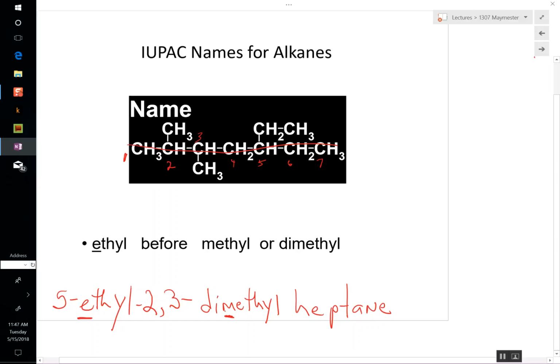Dimethyl does not go before ethyl, even though D goes before E in the alphabet. That di is a prefix. It could be a prefix for anything. Ethyls, methyls, isopropyls. It could be a prefix for anything. So that prefix isn't going to get it ahead in the line for naming it. We're always going to alphabetize off the name of the substituent, not off the prefixes. Okay, so this is an example we haven't had yet. It's got 2 numbers, 2, 3, dimethyl heptane. This is all IUPAC names.